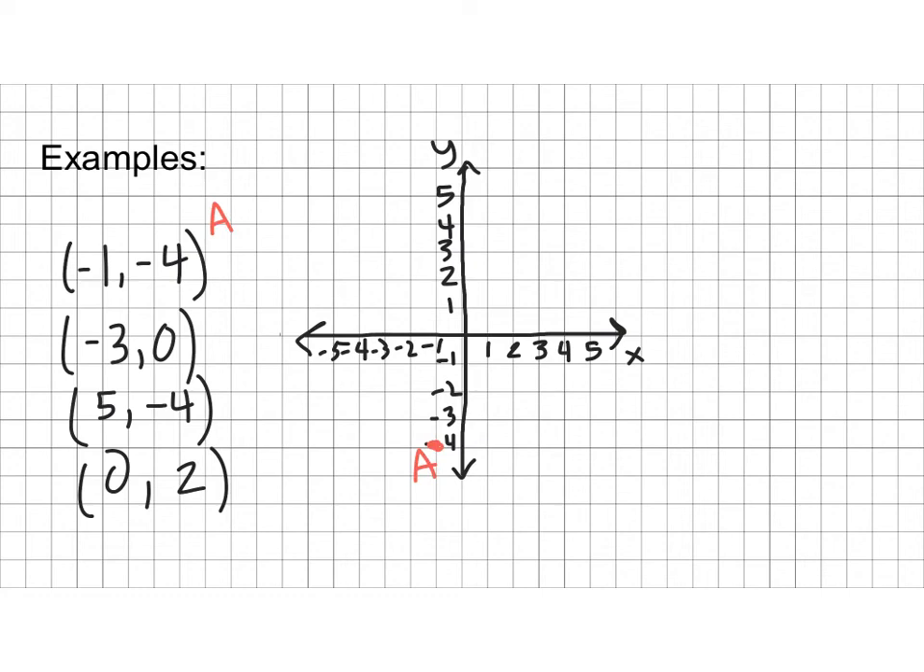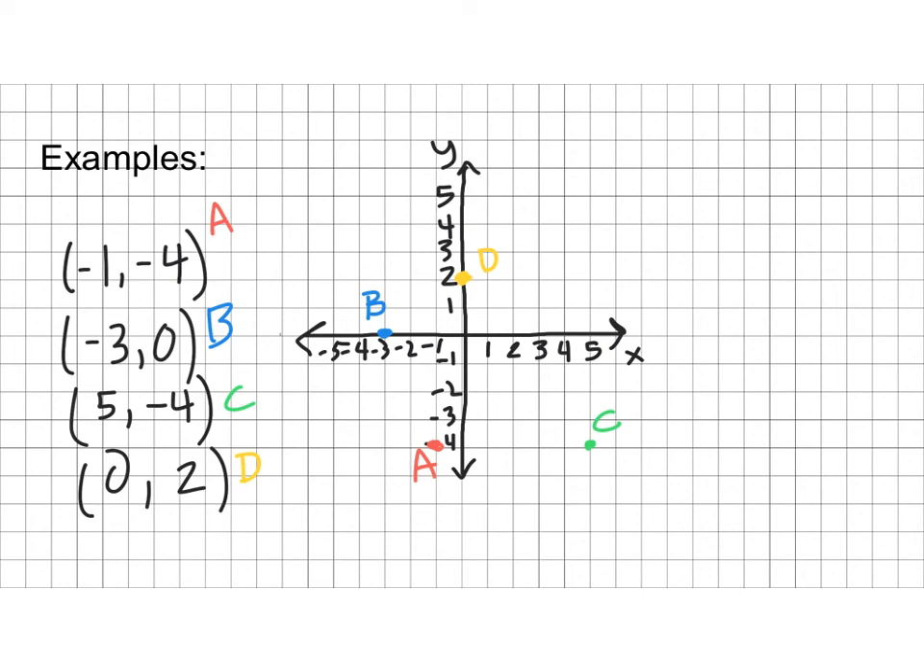Did you put -1, -4 down in the spot that I marked as A? -3, 0, that one belongs on the x-axis right there. I'll label that one B. And then 5, -4 lives right down here. Let's call that one C. And finally, 0, 2 lives on the y-axis. We can call that one D.